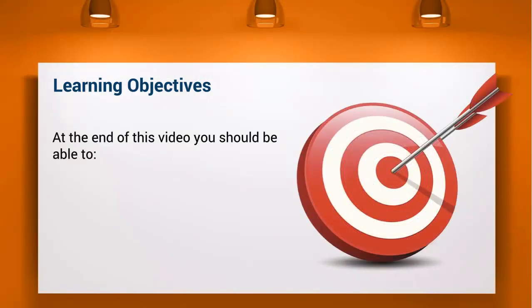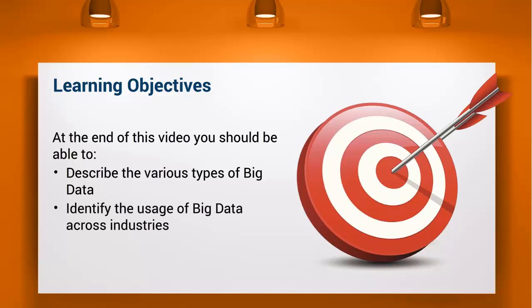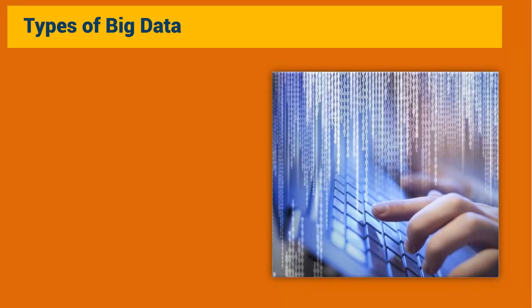Learning objectives. At the end of this video, you should be able to: 1. Describe the types of big data. 2. Identify the usage of big data across industries. Types of big data. Data can be classified based on 2 parameters.